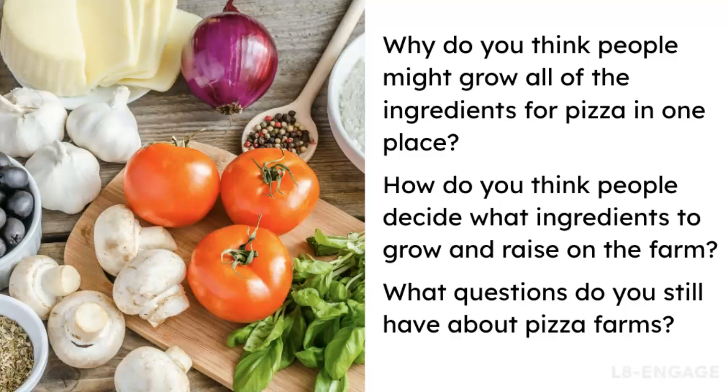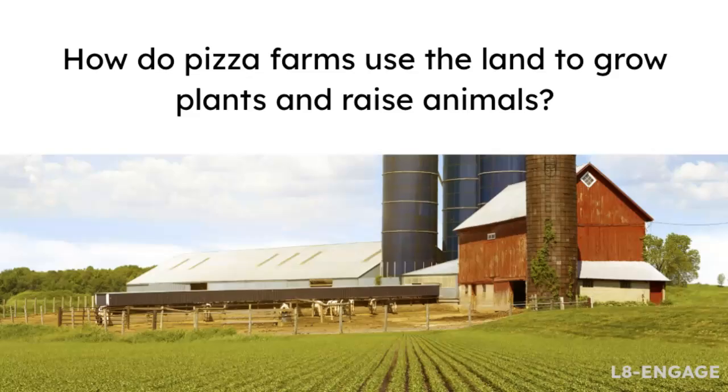For the Engage portion, you'll revisit the original phenomenon posed to students. We eat pizza with many different ingredients on it. People are building pizza farms where all the ingredients are grown in one place. You'll ask them questions about why you might want to grow all the pizza ingredients in the same place and how people decide what ingredients to grow and raise on a farm. You'll add new questions to the driving question board and highlight others connected to the learning goals of this lesson by calling attention to how pizza farms use the land to grow plants and raise animals.